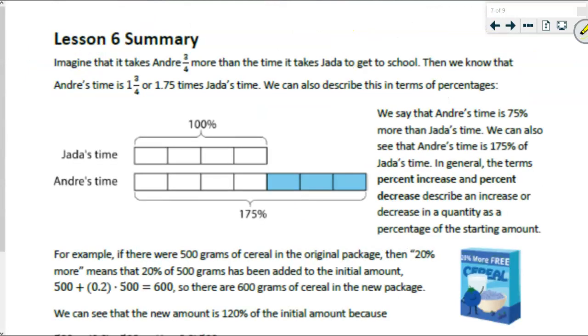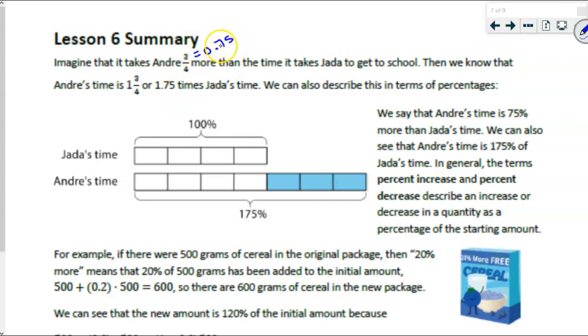Let's summarize. Imagine that it takes Andre 3/4 more time than it takes Jada to go to school. The first thing I'm going to do is understand that 3/4, because it's using a fraction, even though we didn't use fractions anywhere in this whole lesson. 3/4 is what as a decimal? Numeracy here. 3/4 is what as a decimal, Bella? Yeah, 0.75.